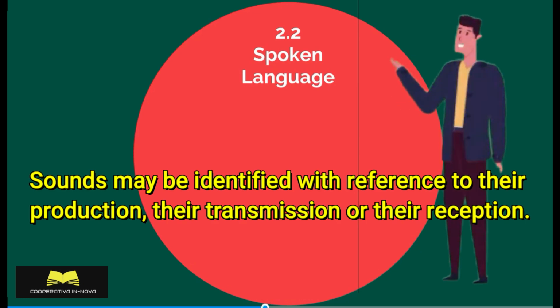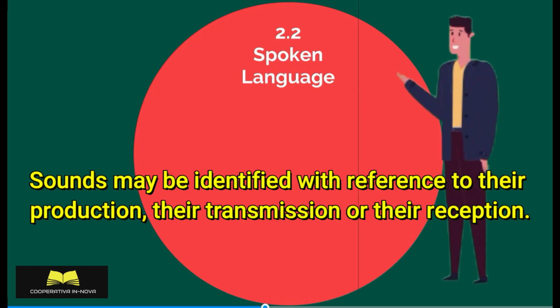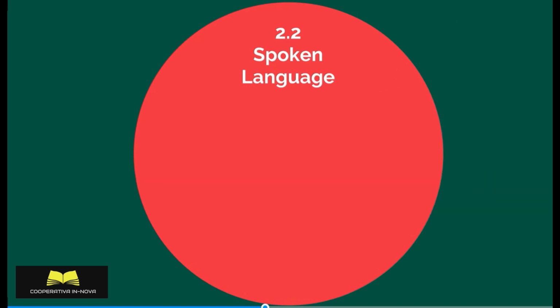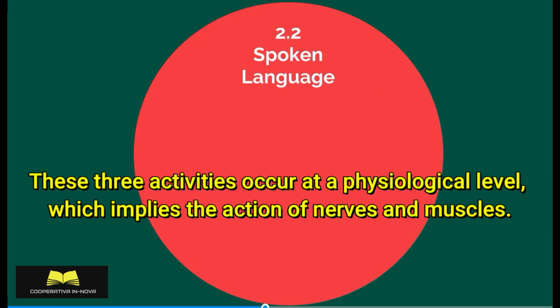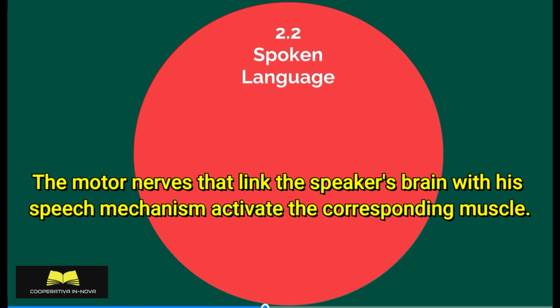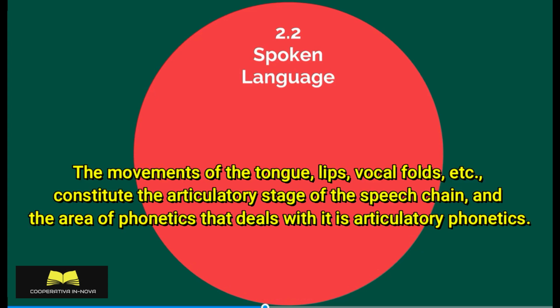Sounds may be identified with reference to their production, their transmission, or their reception. These three activities occur at a physiological level, which implies the action of nerves and muscles. The motor nerves that link the speaker's brain with his speech mechanism activate the corresponding muscle. The movements of the tongue, lips, vocal folds, etc., constitute the articulatory stage of the speech chain, and the area of phonetics that deals with it is articulatory phonetics.